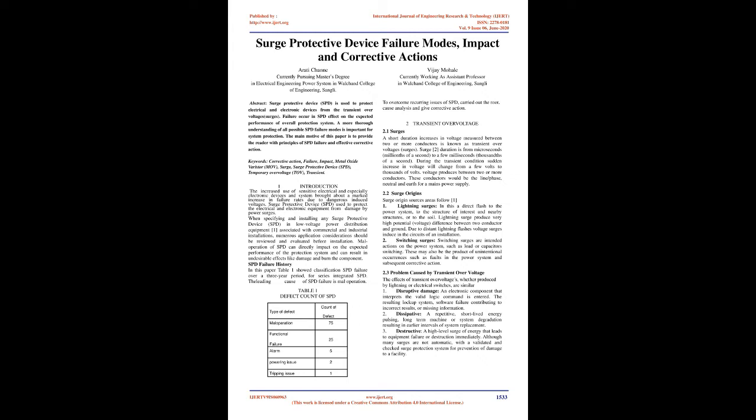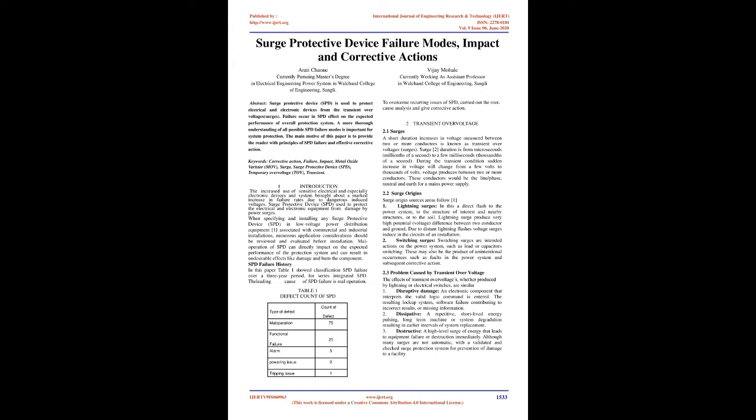2.3 Problems caused by transient overvoltage. The effects of transient overvoltages, whether produced by lightning or electrical switches, are similar. 1. Disruptive damage. An electronic component interprets an invalid logic command as valid, resulting in system lockup, software failure contributing to incorrect results, or missing information. 2. Dissipative. Repetitive, short-lived energy pulses cause long-term machine or system degradation, resulting in earlier intervals of system replacement. 3. Destructive. A high-level surge of energy leads to equipment failure or destruction immediately.